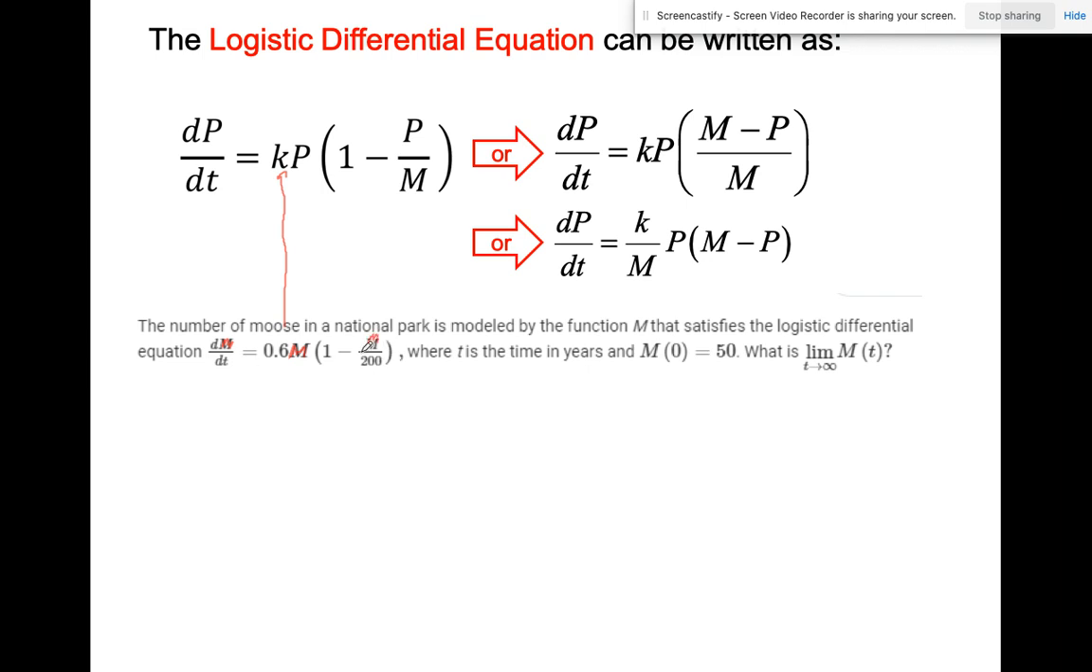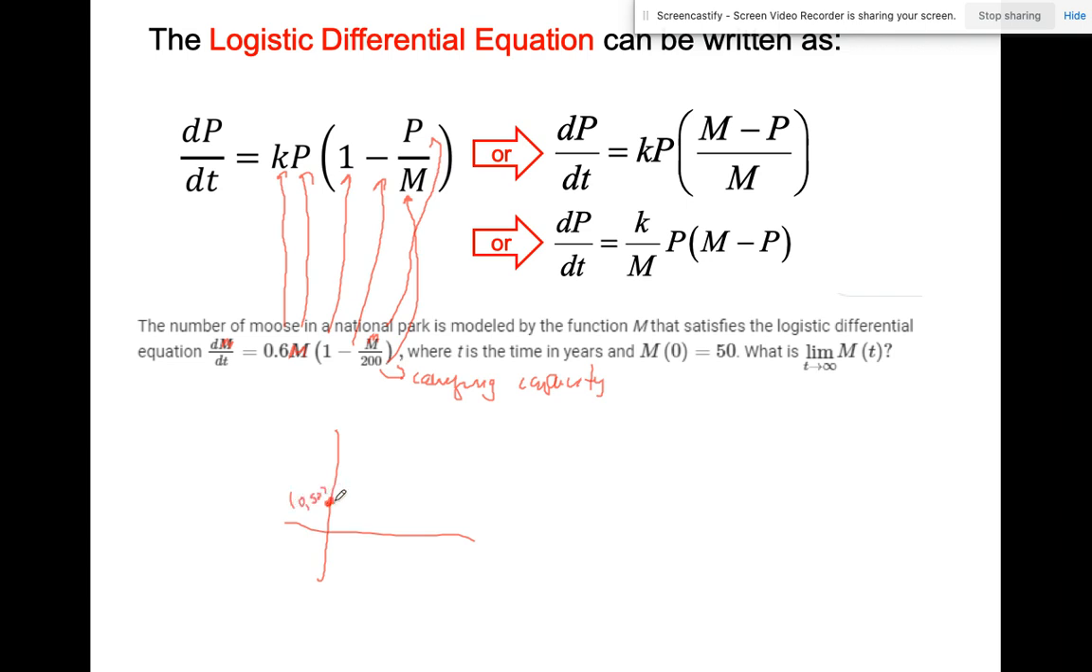What is your carrying capacity, by the way, in this form? Yeah, 200. So what we call M, the carrying capacity, is 200. And it's asking you a limit question. Given that the initial condition is 50, if I have a logistic differential equation, here's 0, 50. I already know the shape of the solution. The shape is going to look like that, a logistic curve with a point of inflection there.